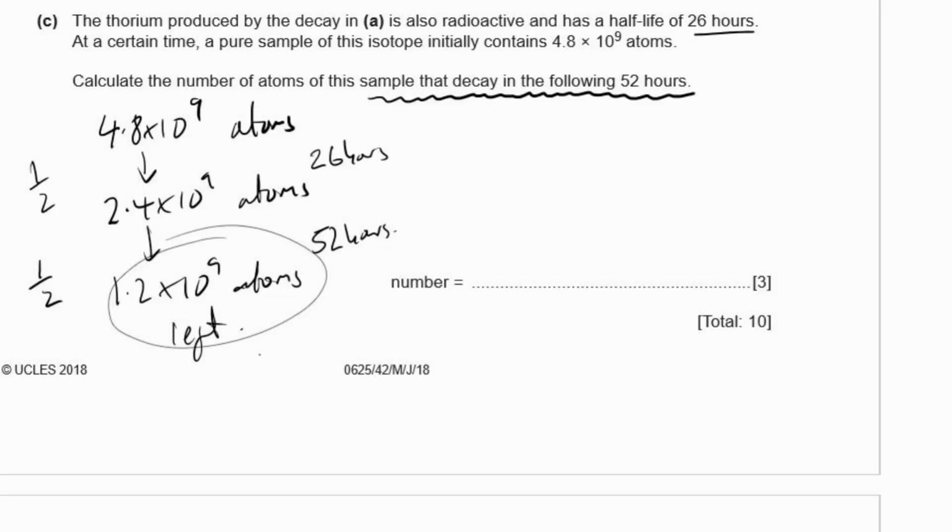But again, it's not asking how much is left. It's asking how much has decayed. Alright, so I want to know the amount that's decayed. The amount decayed is equal to the amount you started with minus the amount left.